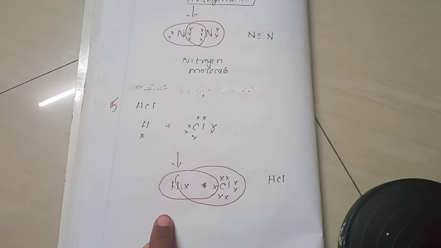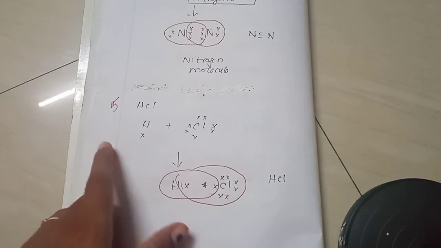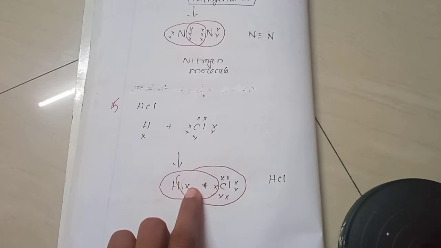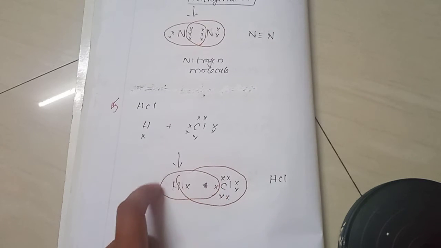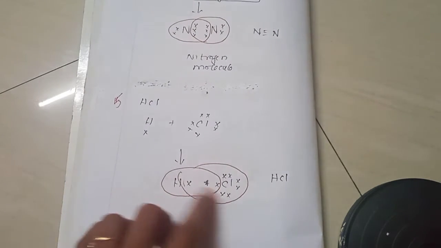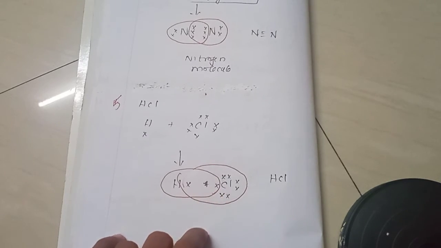And the last one in this example is HCl. Hydrogen is sharing one electron and chlorine is also sharing one electron. Hence it is forming a non-polar covalent bond.